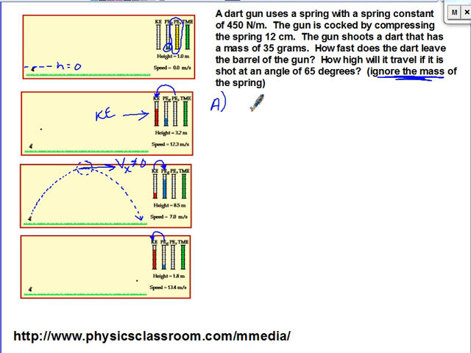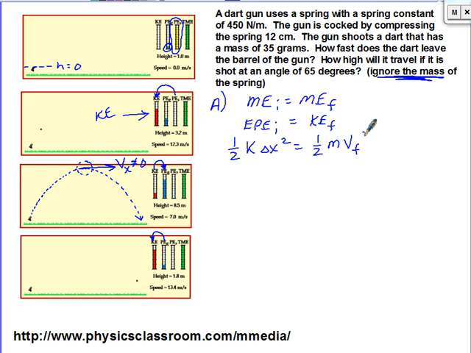For part A, we're going to use the principle of mechanical energy conservation like we did before. The initial state is going to be when the gun is cocked and ready to release that dart. So that's going to be elastic potential energy, is the initial form of energy. The final form of energy is going to end up being the kinetic energy that the dart acquires right after it's fired. I know how to calculate the elastic potential energy, 1/2 k delta x squared, and that is going to end up going to the kinetic energy, 1/2 m v final squared.